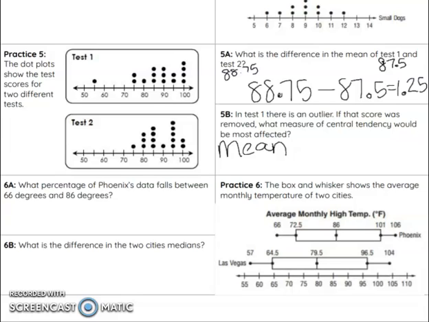Practice 6, the box and whisker plot shows the average monthly temperature of 2 cities. What percent of Phoenix's data falls between 66 and 86 degrees? So 66 is right here, 86 is right here. Remember, each segment of the box and whisker plot is 25% of the data. So that means we've got 25% and another 25%, so that is 50%.